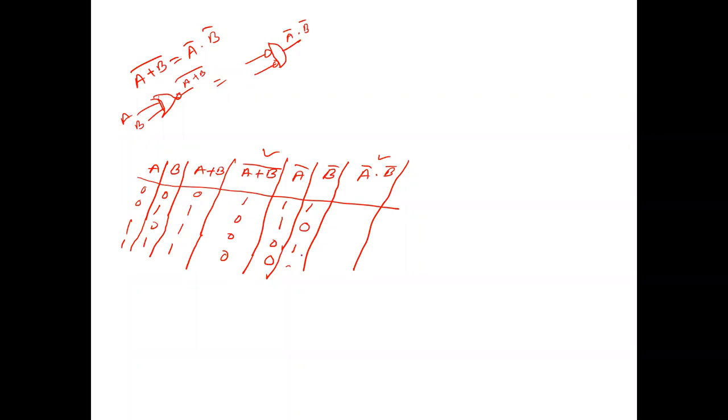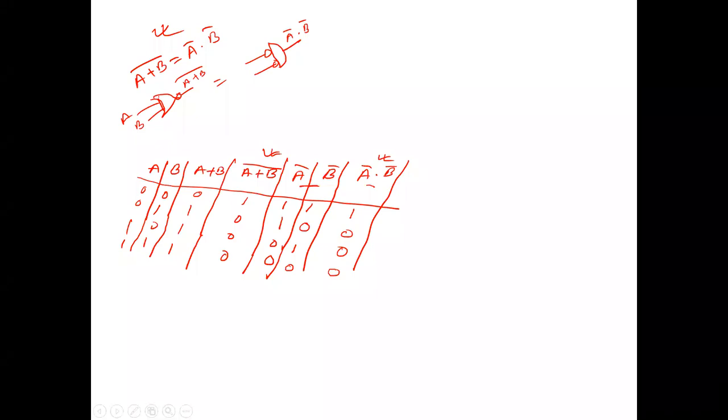Now this and this go into an AND gate, this line and this line. AND gate means all inputs must be high. Both are high, so this is high; this one is high and the other is low, so low; both are low, so this is low. So now this and this are the same. So this is proved. Okay, all are clear?